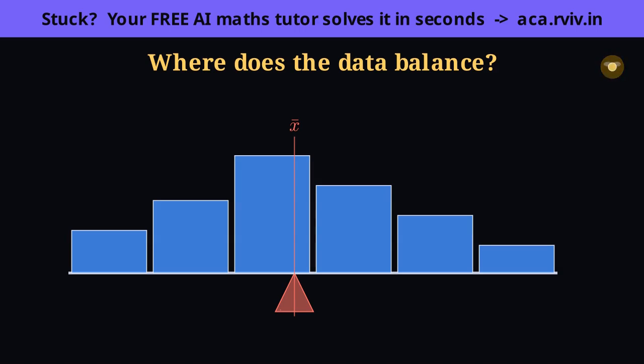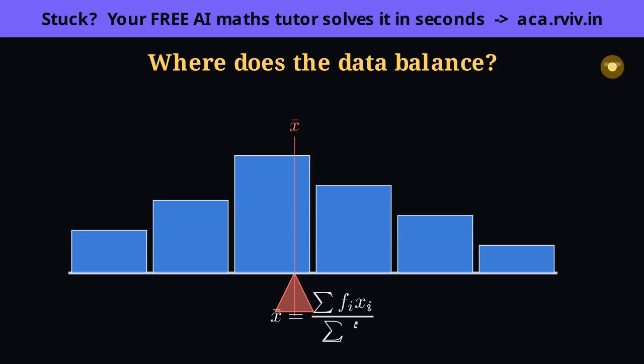Now let's turn that picture into symbols, so you see the formula is earned, not handed down. Each class contributes a turning effort equal to its frequency times its position, fi times xi, and for the beam to balance, the total of those efforts, shared out over the total frequency, has to land at x bar. So x bar equals the sum of fi xi, divided by the sum of fi.